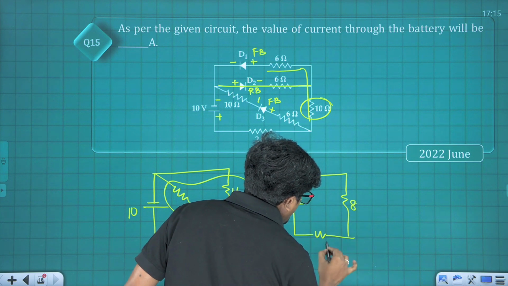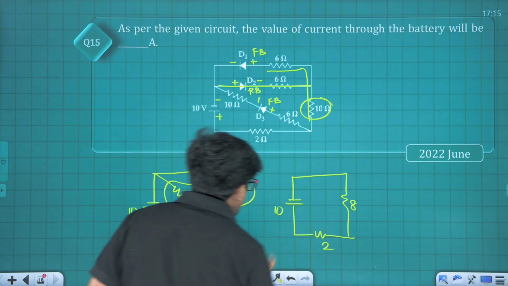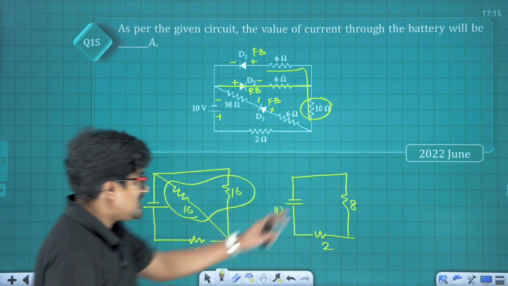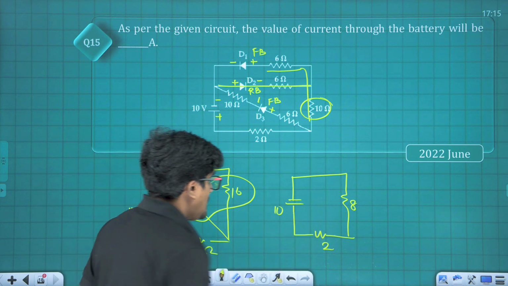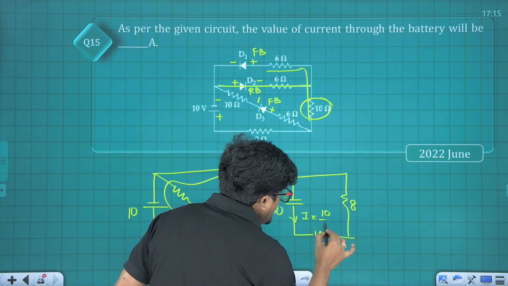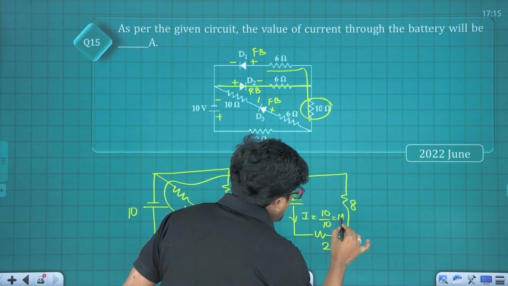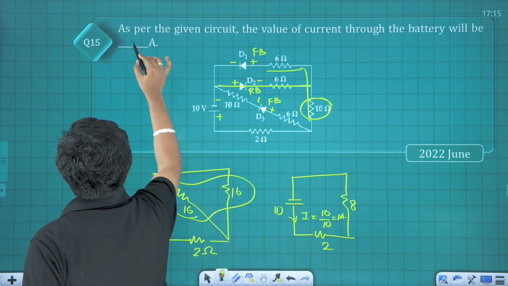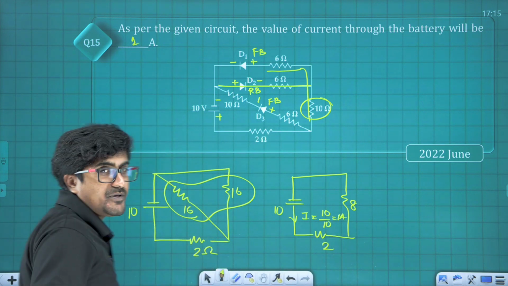Here this is 8, here this is 2, and here this is what? 10. So the current flowing through this one is supposed to be 10 by 10, that is 1 ampere. Alright, so the current flowing through this one is supposed to be 1 ampere.